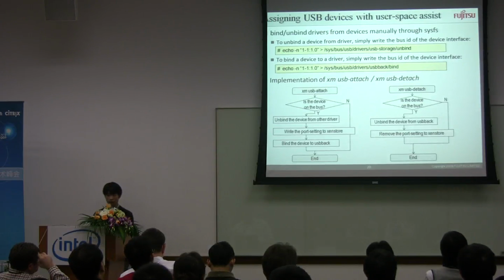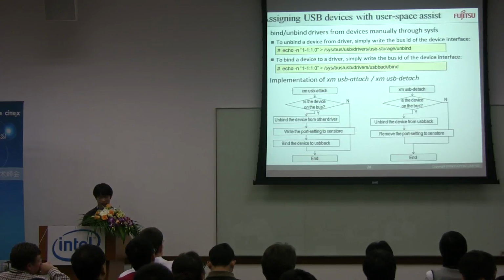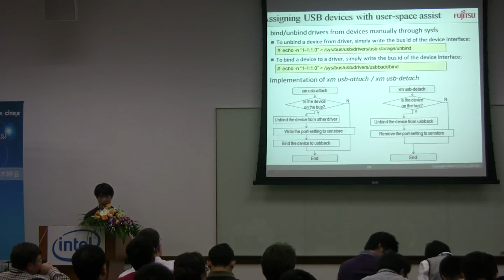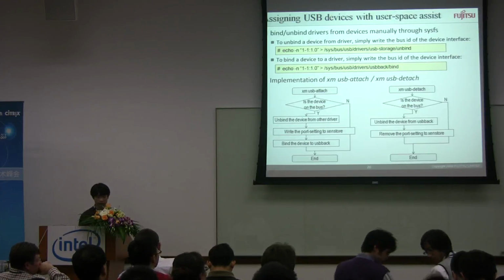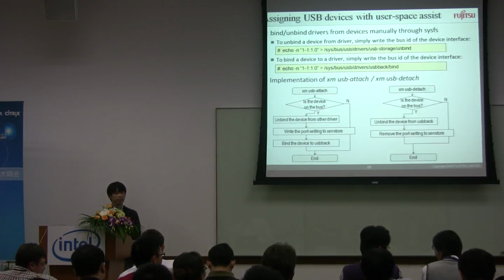Here's the solution for virtual hotplug. The USB device driver has bind and unbind files in sysfs, and you can manually bind and unbind the driver from the device through these sysfs files. XM USB attacher and XM USB detacher are implemented as in the figures below. To connect or disconnect virtually, XM USB attacher and XM USB detacher use this bind and unbind interface.